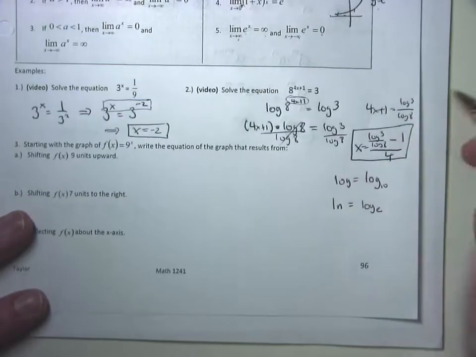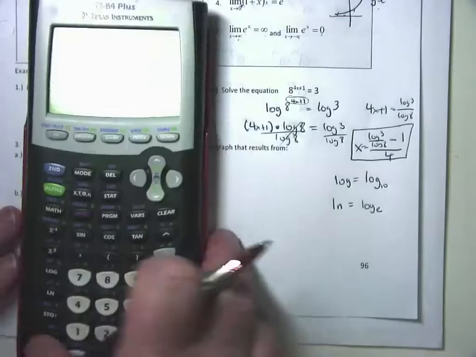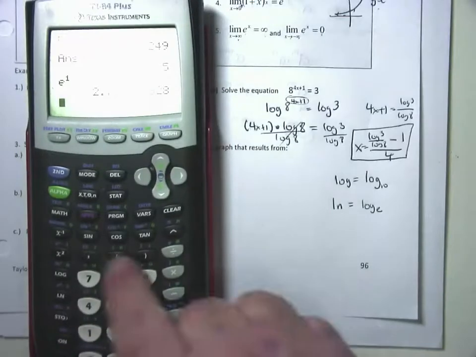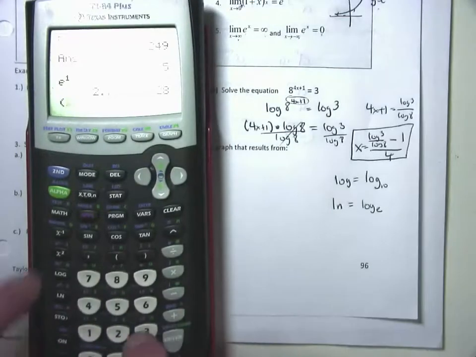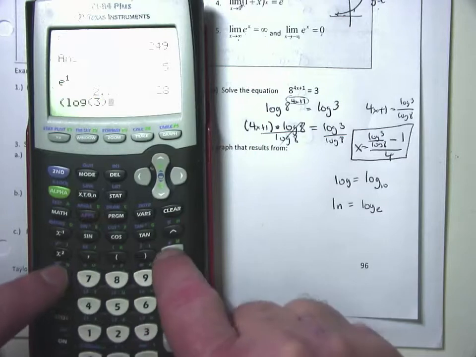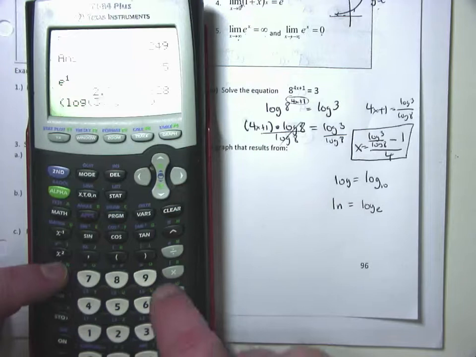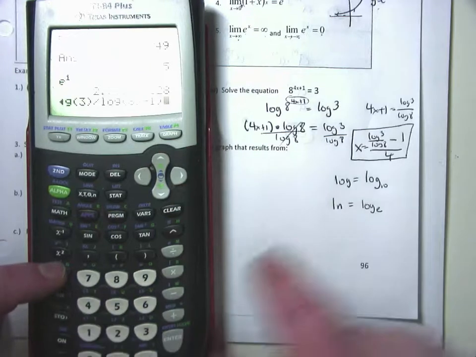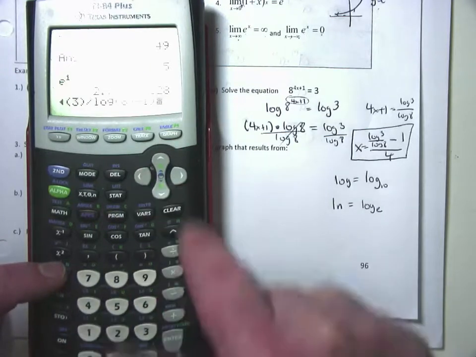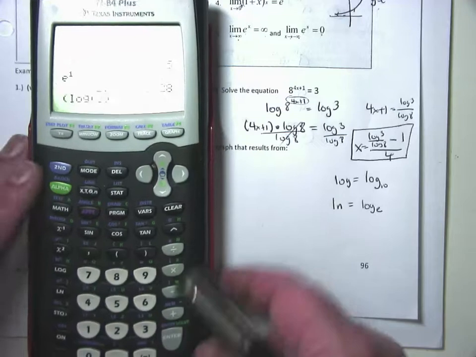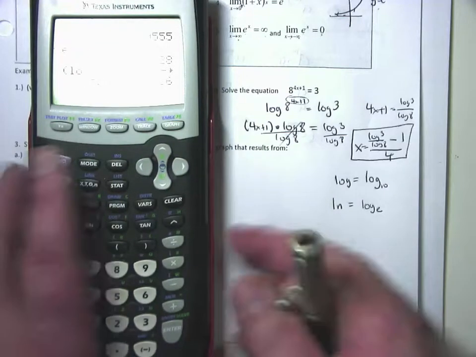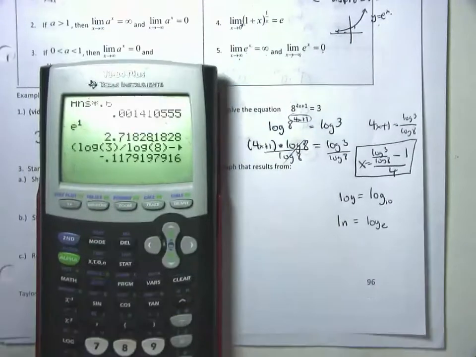It's a crappy number, and I'll show you what that number is. It is parentheses around your numerator, log of 3, close parentheses, divided by the log of 8, close parentheses, minus 1, close parentheses for the numerator, divided by 4 in the denominator. The answer is negative, oh sorry, you guys can see this, negative 0.1179197916. You don't believe me?